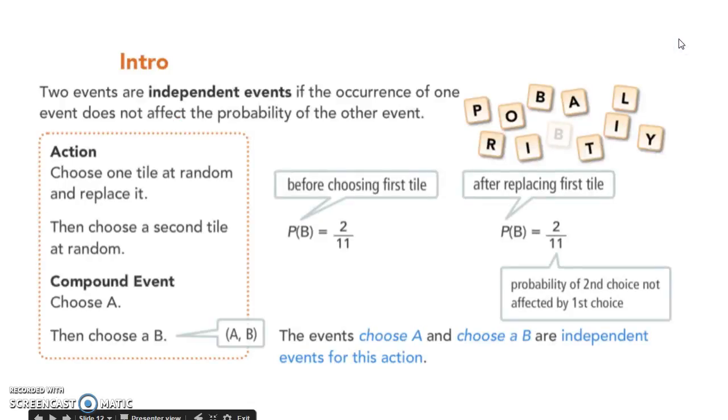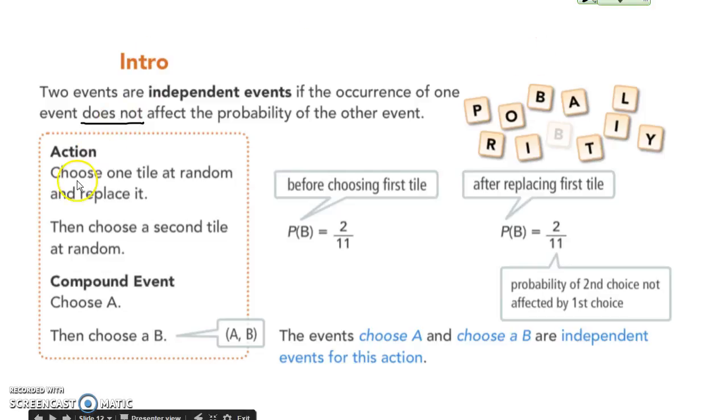Okay, first definition you need to copy down, independent events. Copy this definition up here. Two events are independent events if the occurrence of one event does not affect the probability of the other event. And I'm going to underline that to say does not. This is what you need to remember. Independent events, one thing happens and then a second thing happens. Whatever happened the first time does not affect the probability of the second event happening.